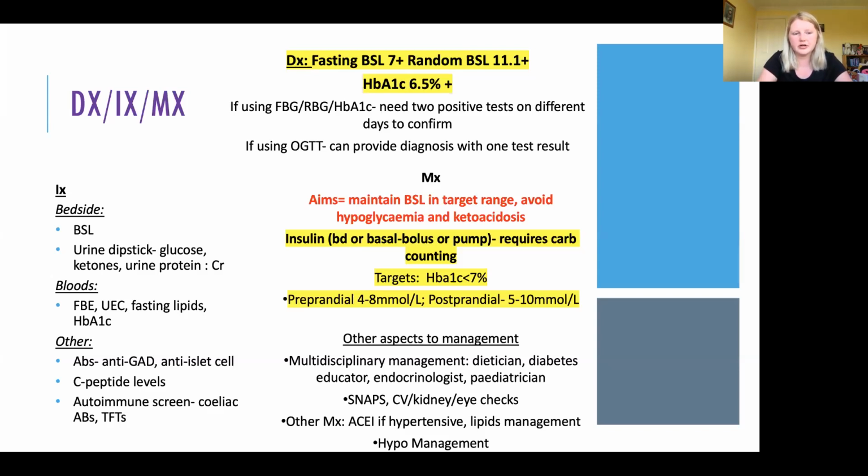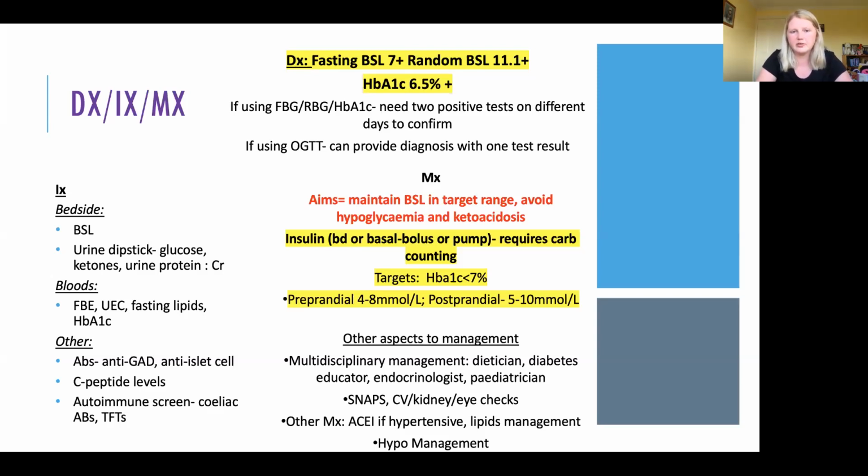In particular, in type 1 diabetes, we do also have the antibodies that can be detected, the anti-GAD and anti-islet cell antibodies. C-peptide levels also allow us to differentiate between type 1 and type 2 in a patient where the diagnosis may be questionable. And finally, the autoimmune screen. As I mentioned before, autoimmune conditions tend to come together, so you can screen for these other diseases at the time of diagnosis as well.